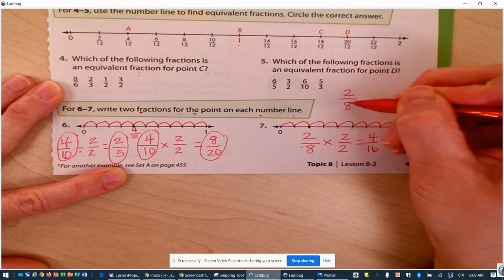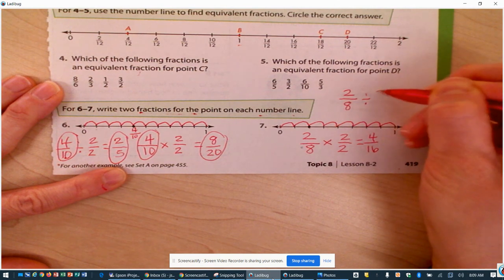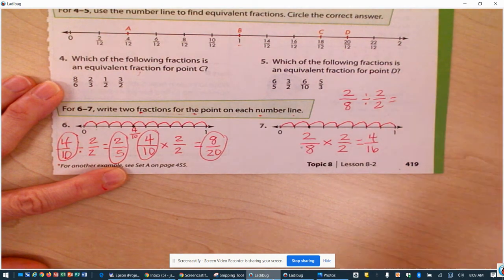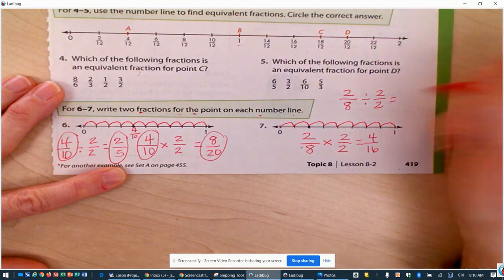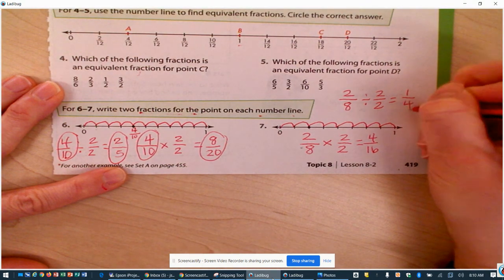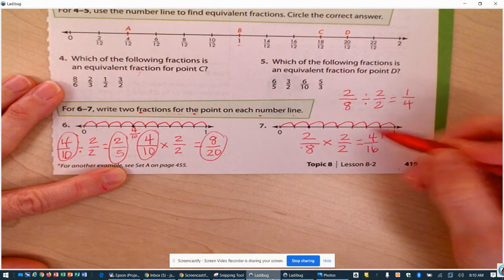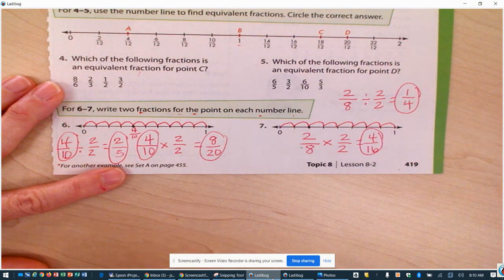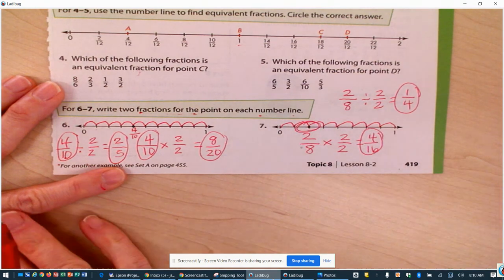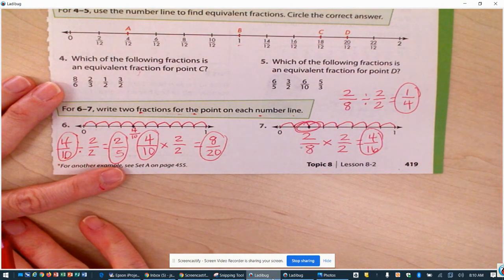Another way we can find an equivalent fraction is, and I'm going to go up here this time, by dividing. So this time I want you to divide by 2. Go ahead and solve and tell me our new equivalent fraction to 2/8. All right, you should have divided to get 1/4. So we can say that 4/16 and 1/4 are both equivalent to our point right here on the number line, which started with 2/8.